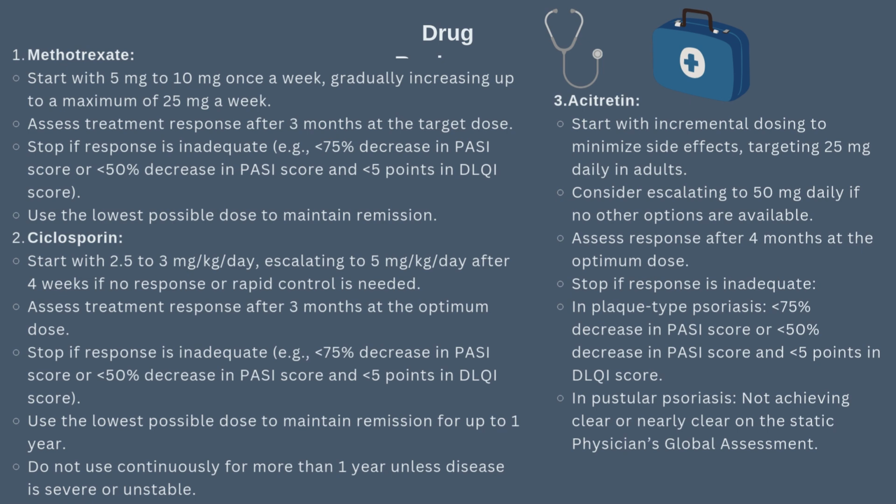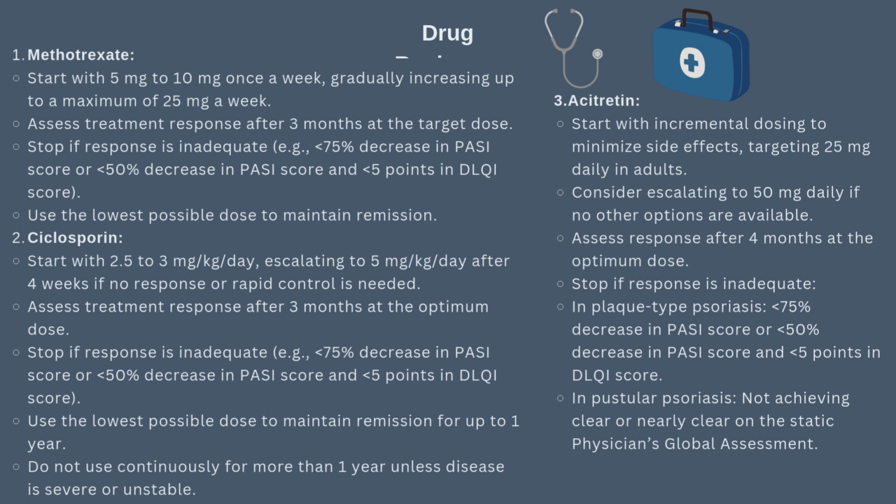Acitretin: start with incremental dosing to minimize side effects, targeting 25 mg daily in adults. Consider escalating to 50 mg daily if no other options are available. Assess response after 4 months at the optimum dose. Stop if response is inadequate.